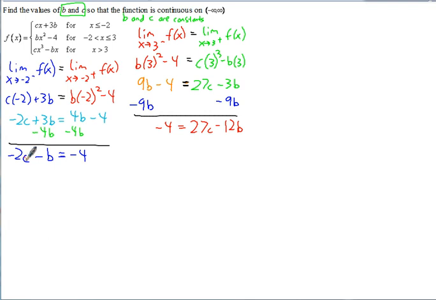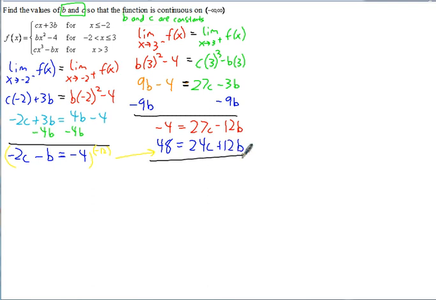You can eliminate the c's or the b's. You can see the c's, you have 2 and 27. B's, you have 1 and 12, so the b's are probably a little bit easier. We just multiply this whole equation by negative 12, and we get a positive 12b that will cancel all of this. So we have to multiply the whole equation by it, and I'm just going to flip the side so that everything lines up correctly. So negative 4 times negative 12 is 48. I'll put that on the left side. Equals negative 12 times negative 2c is 24c. And then negative 12 times negative b is positive 12b.